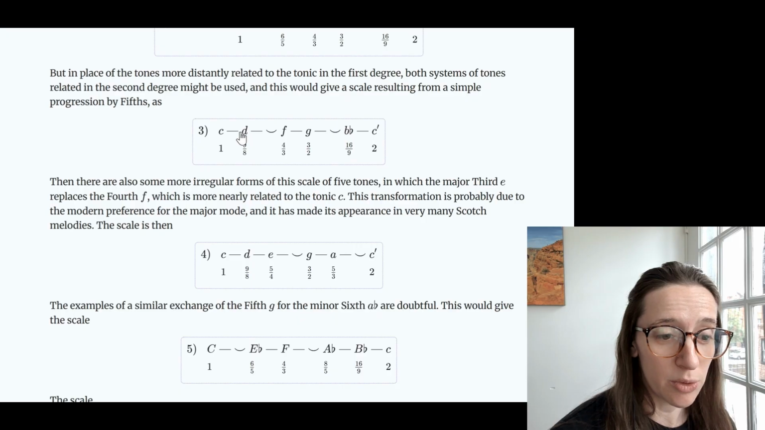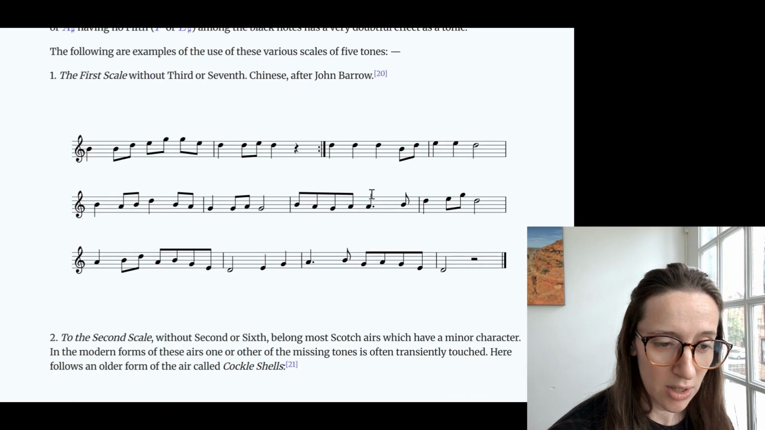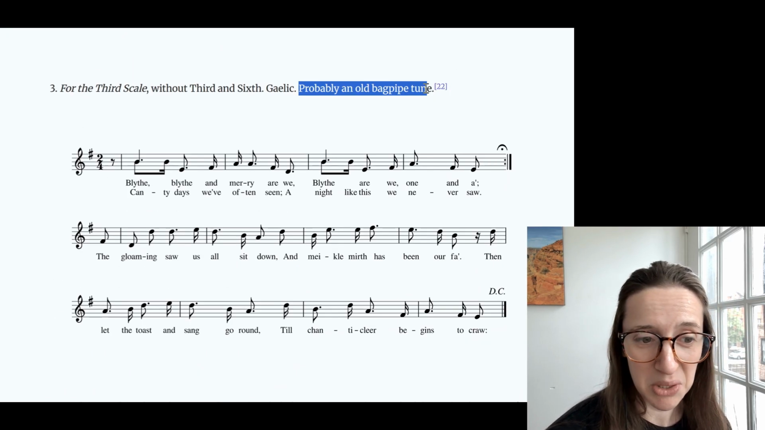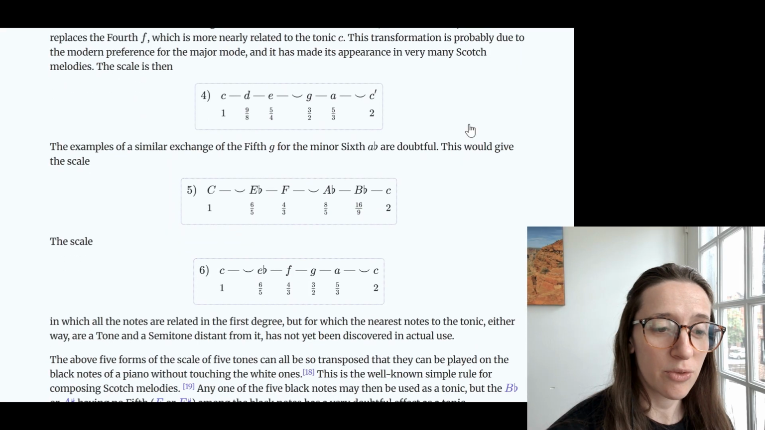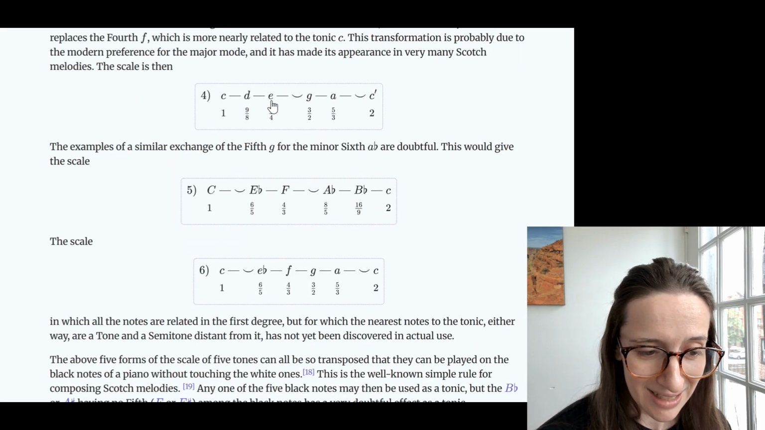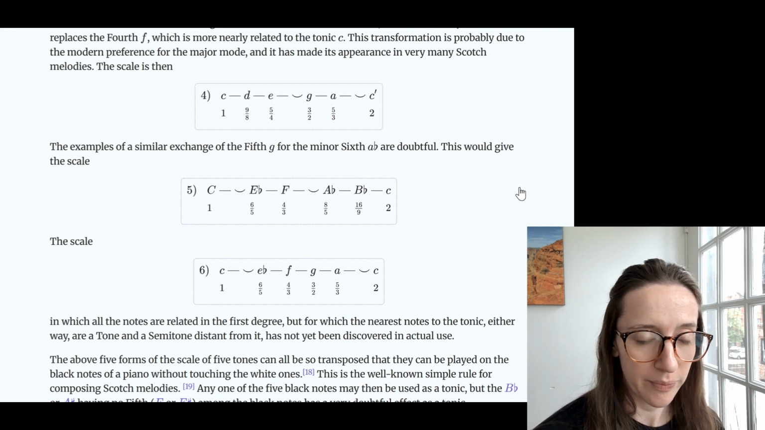Now, if you use both the D and the B flat, we get this scale, which he finds in probably an old bagpipe tune. And if we swap the fourth for a third with this E, we get a more major sounding mode.